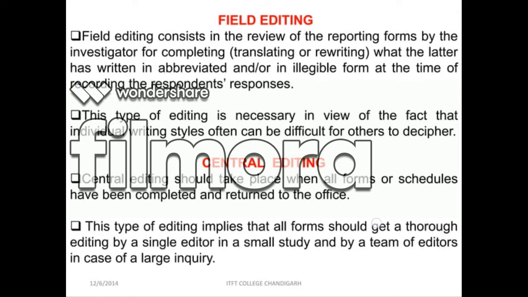Coding decisions should usually be taken at the designing stage of a questionnaire, and it makes it possible to pre-code the questionnaire choices, which in turn is helpful for computer tabulation, as one can straightforward key punch from the original questionnaires.